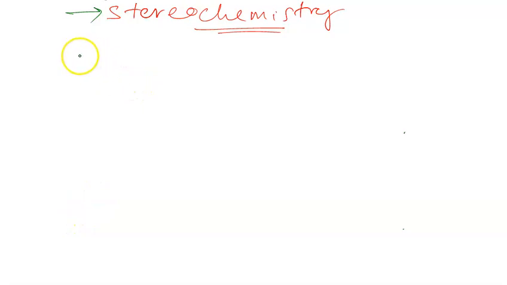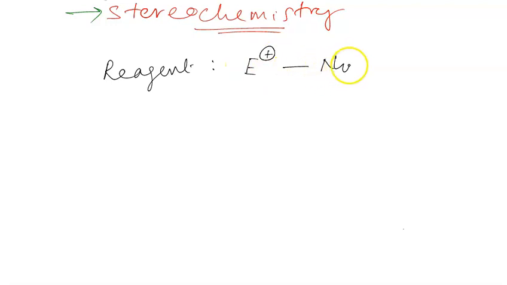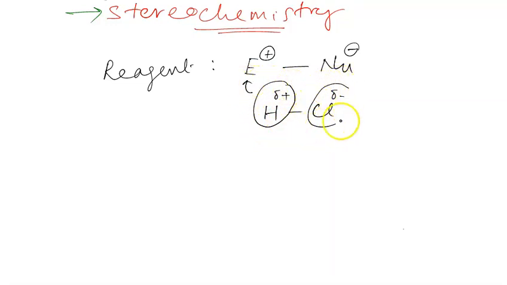We know any reagent which is going to add to a multiple bond is generally called an addendum, and it has two parts. One part is the electrophile and the other part is the nucleophile. For example, HCl. We know the HCl bond is a polar bond, so H contains a little positive charge and Cl contains a little negative charge. Therefore, H plus is the electrophilic part and Cl minus is the nucleophilic part.